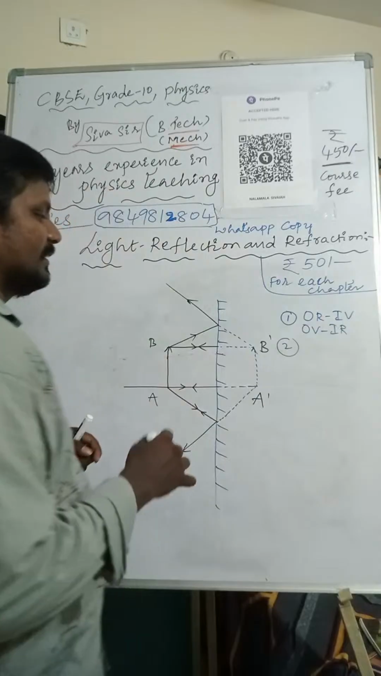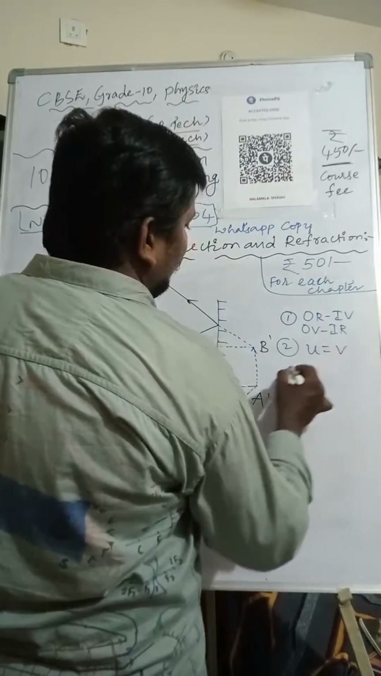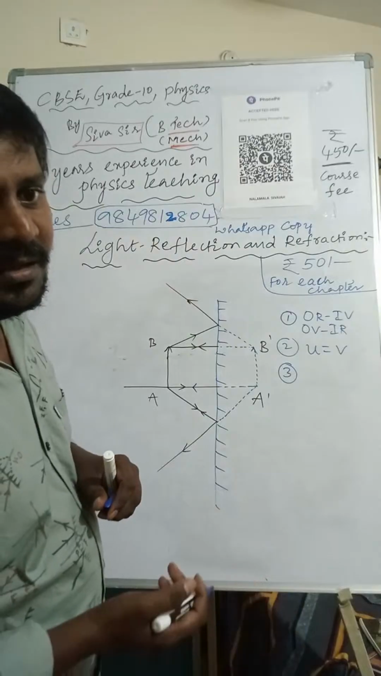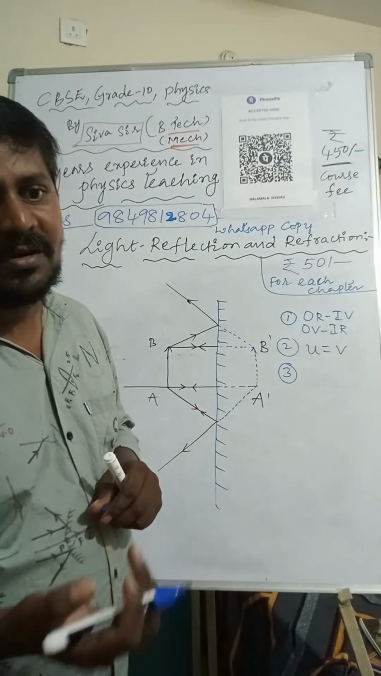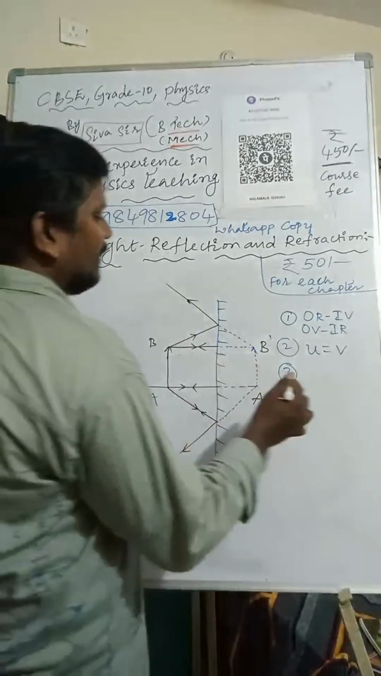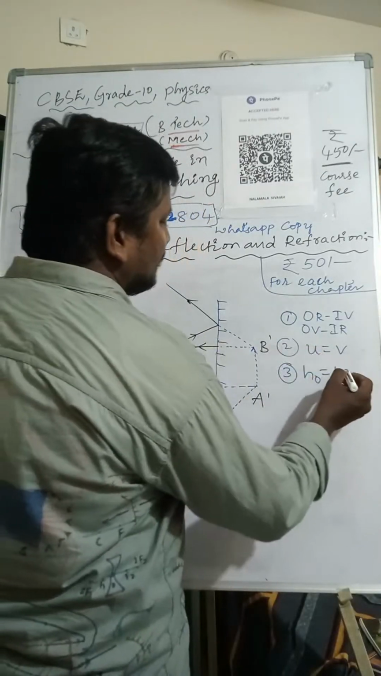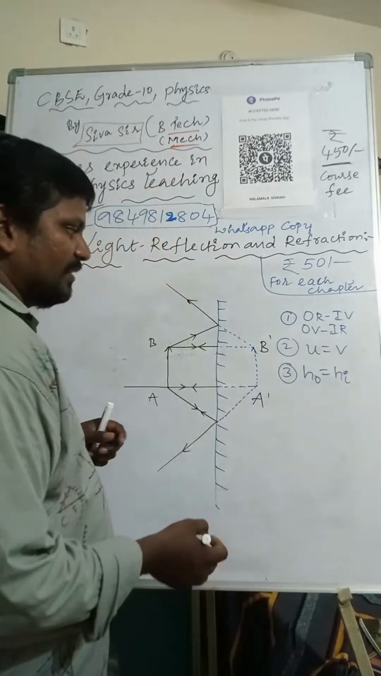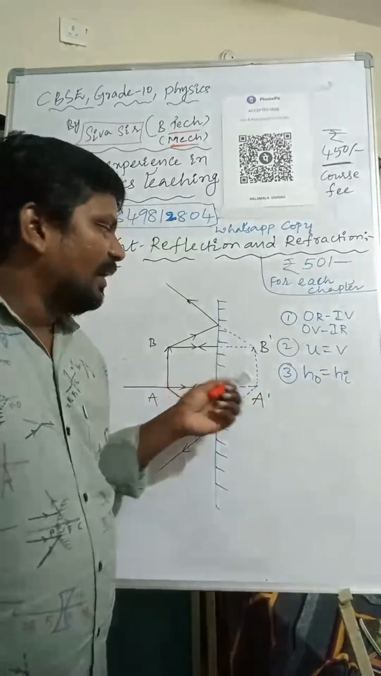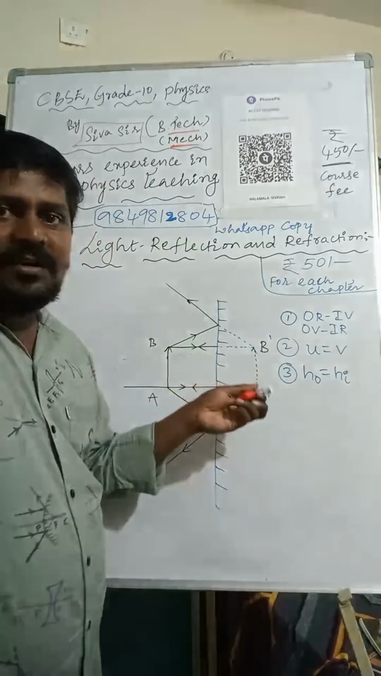Second point: object distance is equal to image distance. And the height of the object is equal to the height of the image, because height or size of the image equals the height of the object.